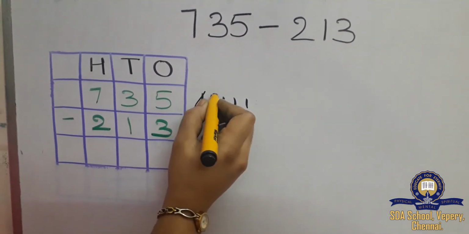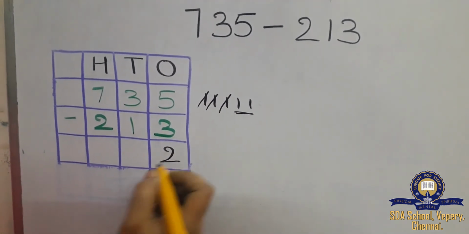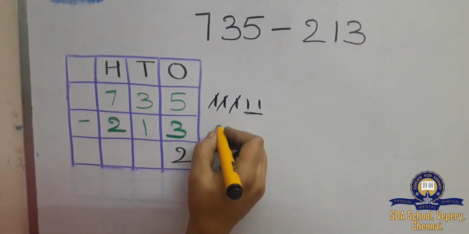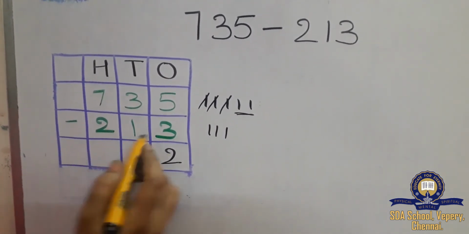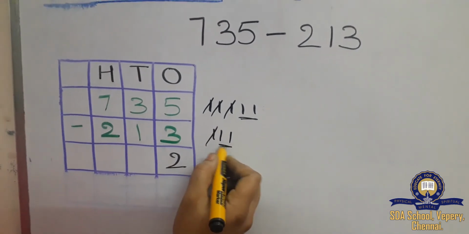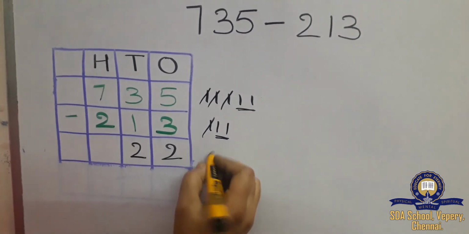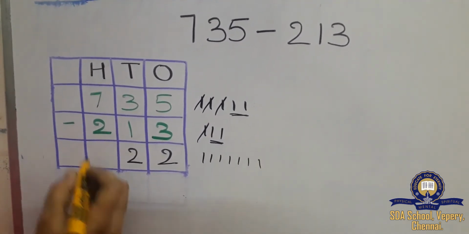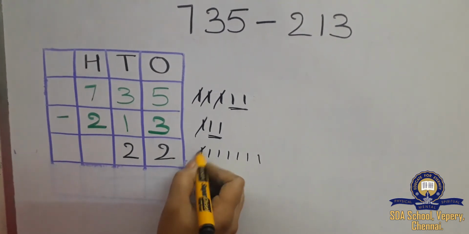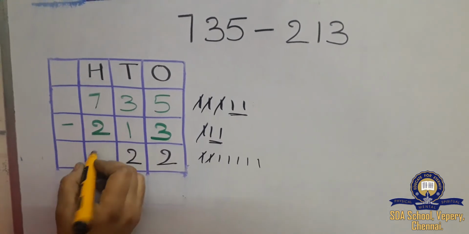3. So 1, 2, 3. How many are left? 2. So 2 here. Okay, the next one 3. 1, 2, 3. So how many we have to strike? Only 1. Okay, how many are left? 2. Okay, and the next 7 lines. 1, 2, 3, 4, 5, 6, 7. So how many we have to take away from 7? 2. 1, 2. How many are left? 1, 2, 3, 4, 5.